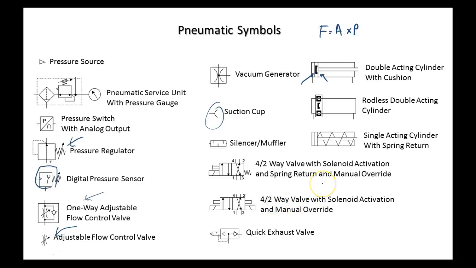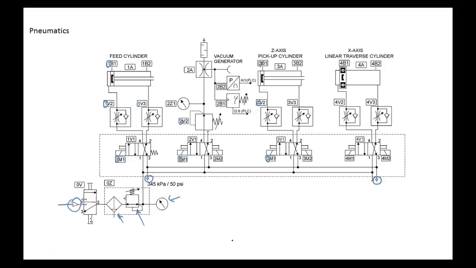Manual override. So notice on this one, we use pressure to do what? Move it in both directions. We use solenoids to move them in both directions. And this is a quick exhaust valve. So when we start looking at these diagrams, we'll see all these different symbols. Now this doesn't have a quick exhaust valve, but it does have a what? It does have a vacuum generator. It does have a what? Suction cup. This one actually has a silencer on it, or a muffler on it, and we can see that when we go over and look at it.